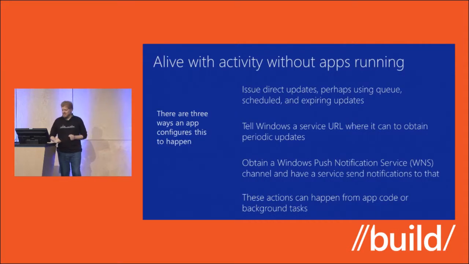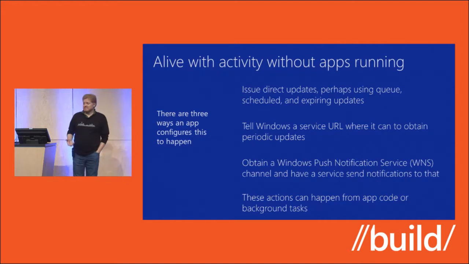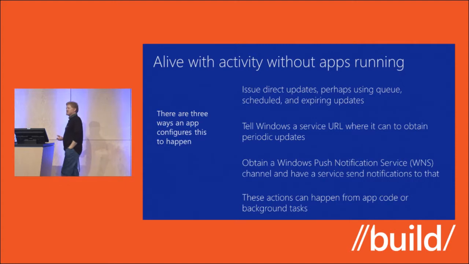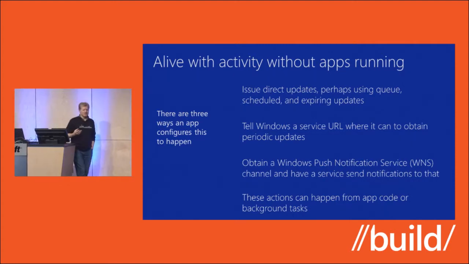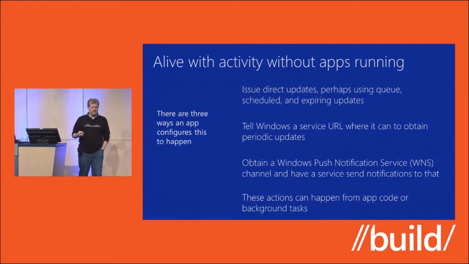Okay. So here's how we want to think about updating. We want to figure out ways to get this activity happening in the system without having to have apps running all the time. Again, to keep battery life under control and to also keep us app programmers under control who would otherwise just like to run code all of the time. So there are 3 different ways you can do this.